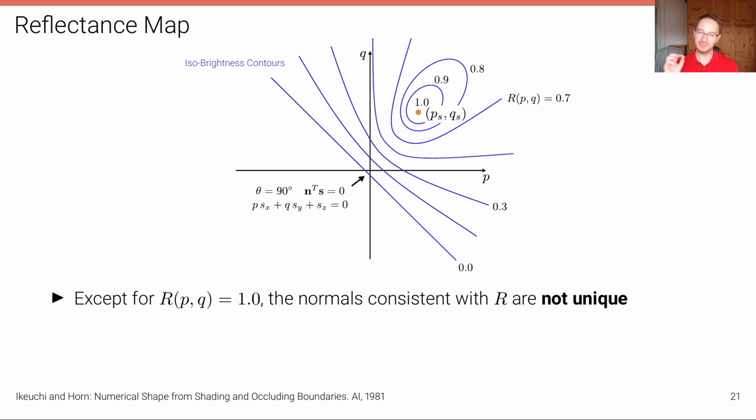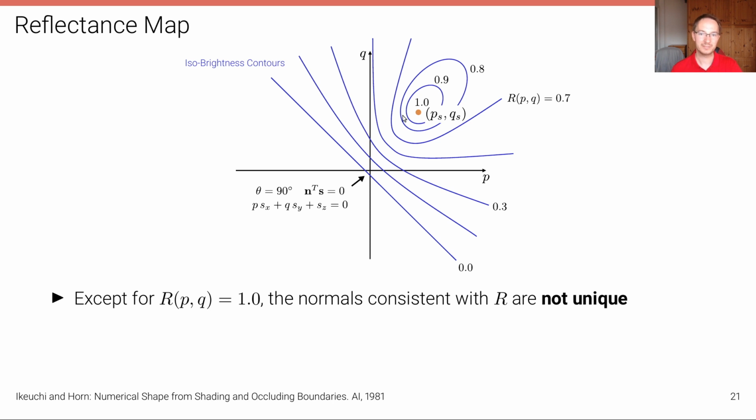So there's one exception to this. At r = 1.0, where basically the normal has to face the direction of the light source, all the ellipses shrink to a single point. This is indicated here by this orange point. Except for this point, the normals consistent with the reflectance that we observe at this pixel are not unique. There's only one solution for this singular case here.